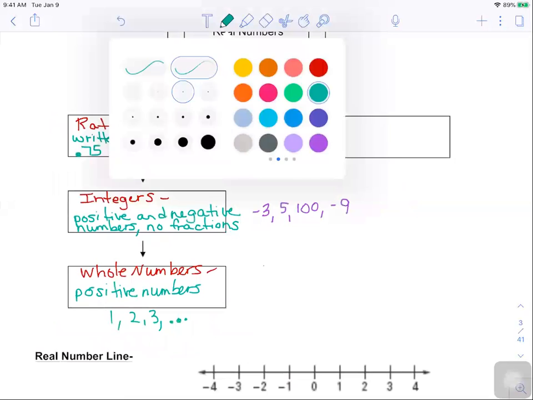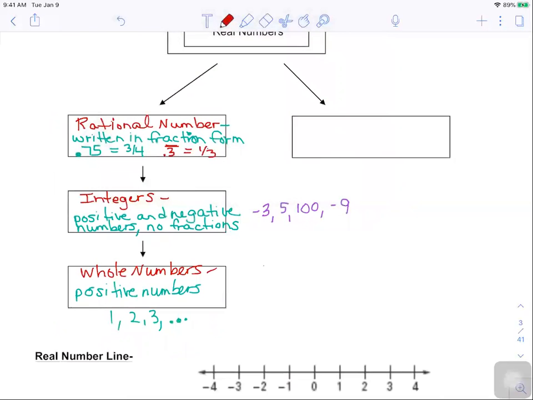On the other side, the right side, there's one little box. It goes next to the rational, and it is the other type of number. If it's not rational, we call it irrational. So if we can't write it as a fraction, we call it an irrational number. These numbers cannot be written as a fraction.